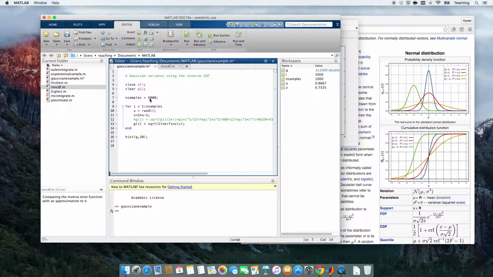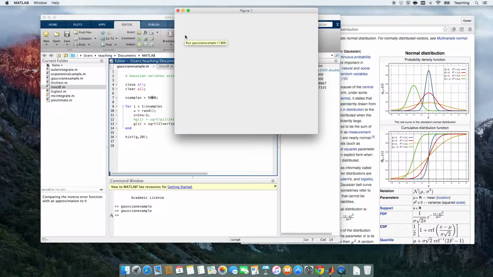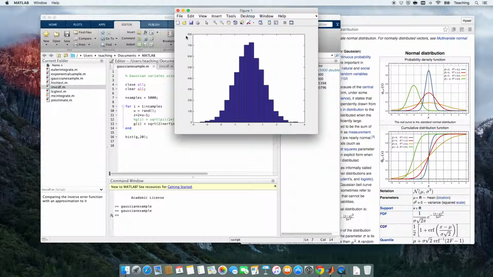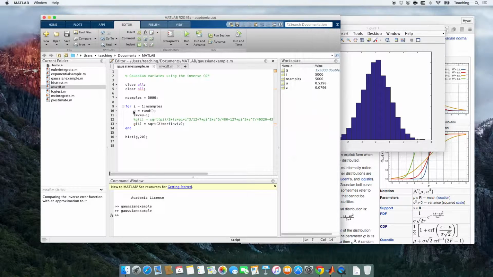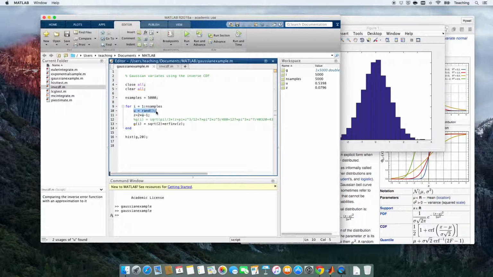Make 5,000 samples, so it'll take a little bit longer to run. There it is. Okay, so now it's looking pretty close to this PDF on the right. Now you can see that the advantage of this method is that we only need to generate a single random variate in order to generate a single normally distributed variate.